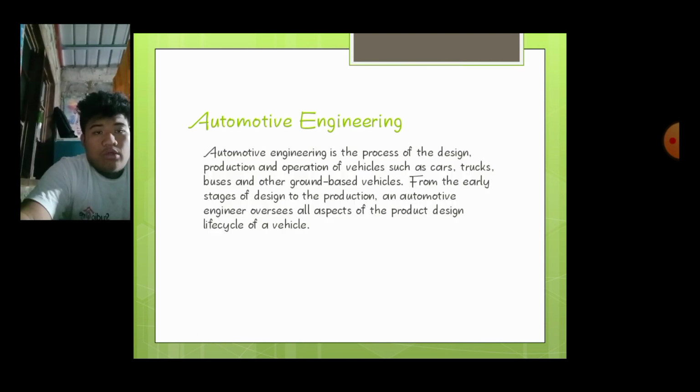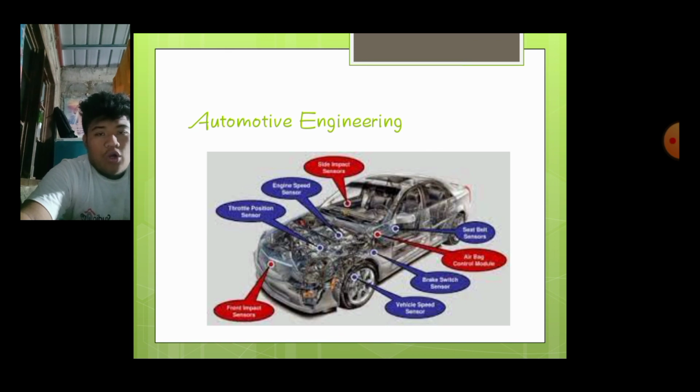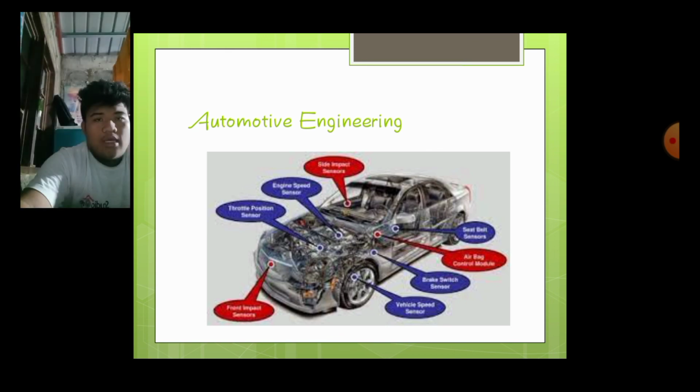Automotive engineering. Automotive engineering is the process of the design, production, and operation of vehicles such as cars, trucks, buses, and other ground-based vehicles, from the early stage of design to production. An automotive engineer oversees all aspects of the product design life cycle of a vehicle. This is an example of automotive engineering.